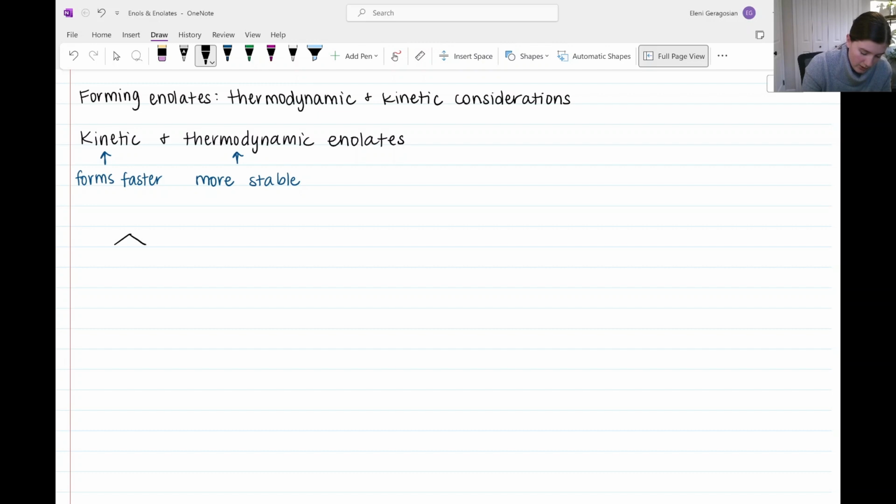We will have a ketone with 2 CH3 groups. I'm sorry, right now it shows 2 CH3 groups, but we'll make one a CH2. So one of the alpha carbons is more substituted than the other. Both of those are alpha carbons, so we have 2 alpha carbons. So 2 different enolate ions are possible.